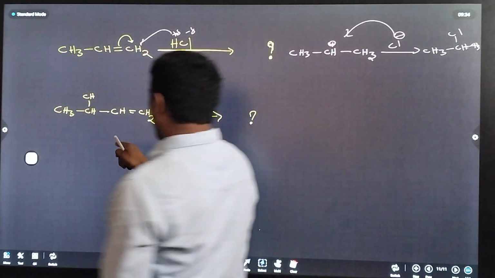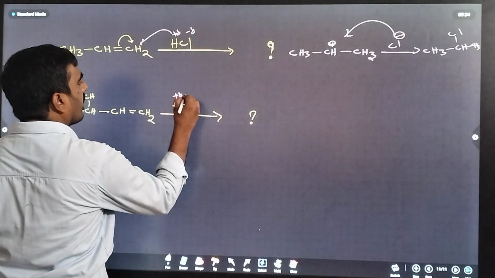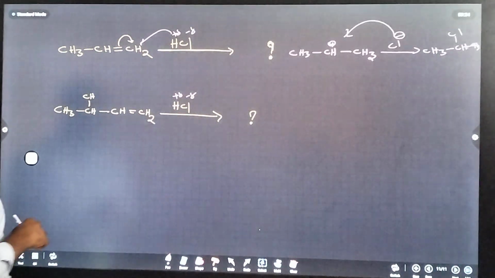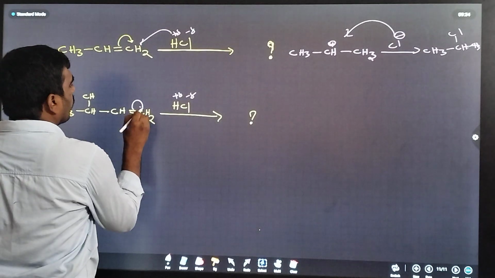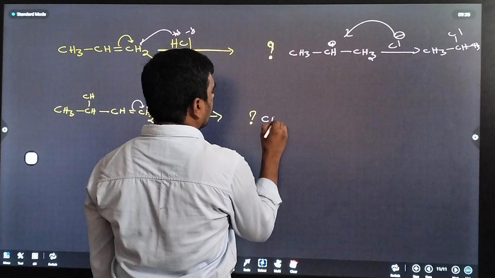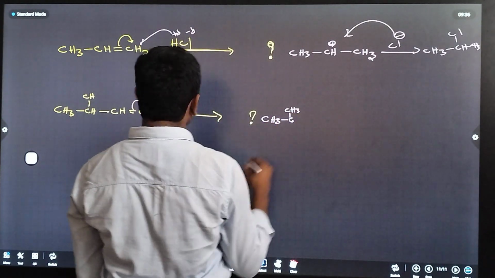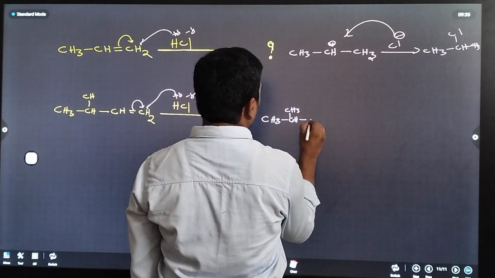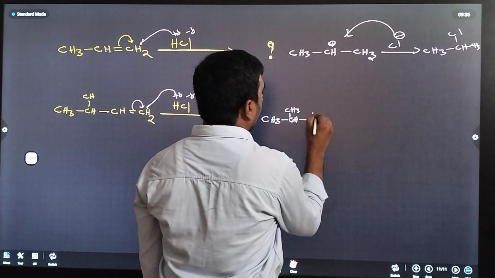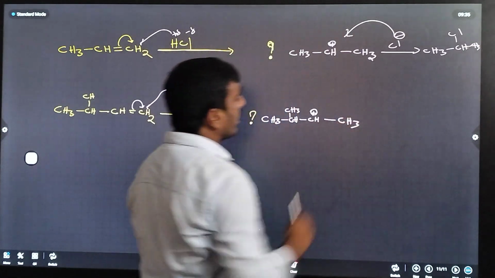But in the next reaction, the H plus ion is there and Cl minus. It is an alkene, and this reaction is initiated by the electrophile. The electron displacement is towards here, and this H plus ion attacks here. So we get CH3 and CH3, CH and this carbon. With the electron displacement, this carbon gets a positive charge. This is the secondary carbocation.